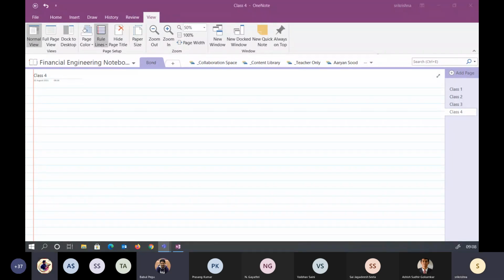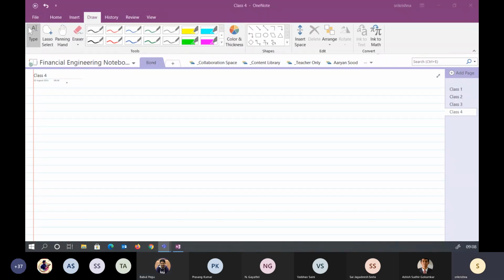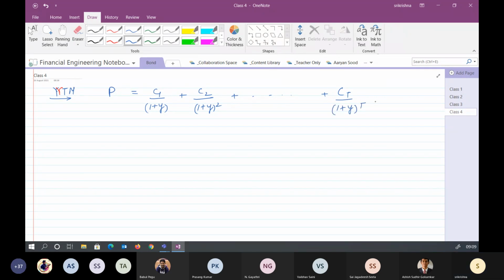Yes, sir. Right. So we know what yield to maturity is. If we have a cash flow, and the price is P and the cash flows are C1, C2, till CT, then we will look for a value of Y such that the discounted value, the net present value, will become 0.